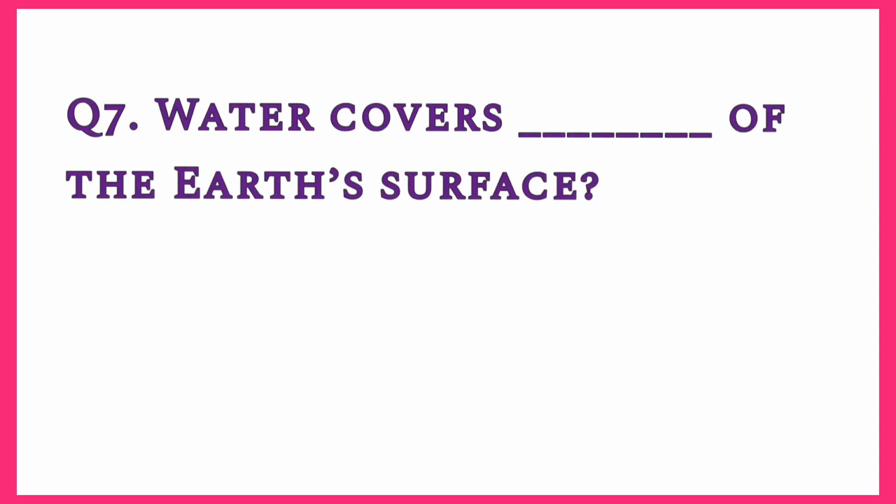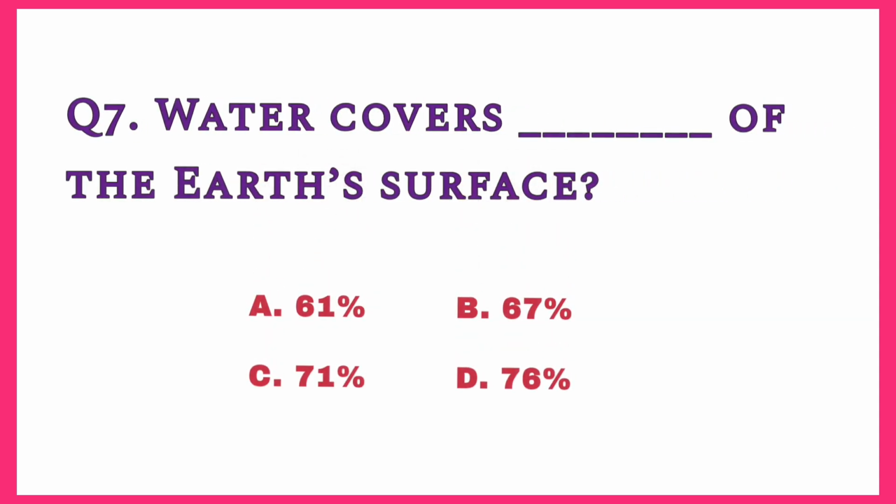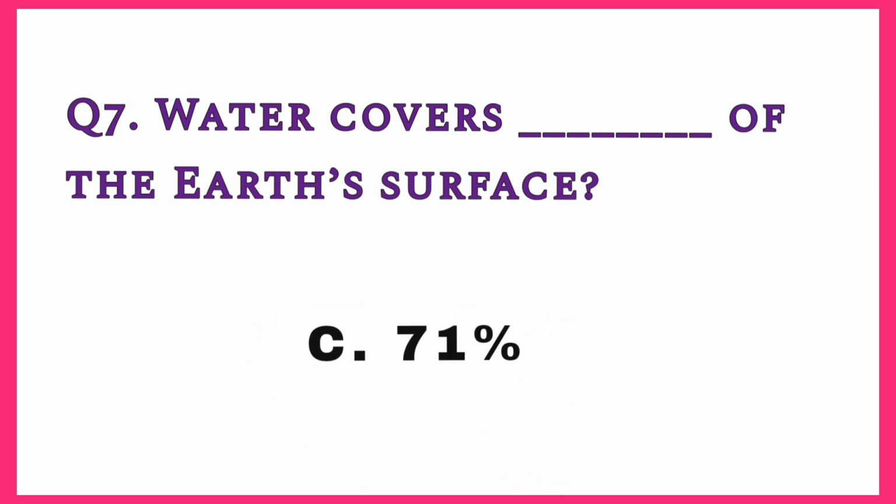Water covers dash of the Earth's surface. A. 61%, B. 67%, C. 71%, D. 76%. The right answer is C. 71%.